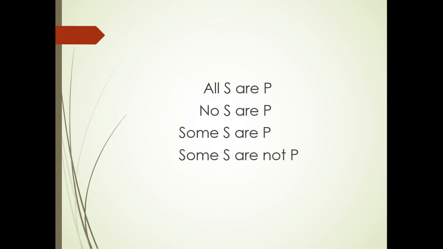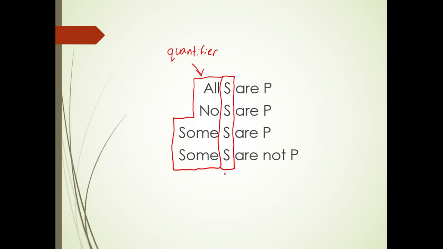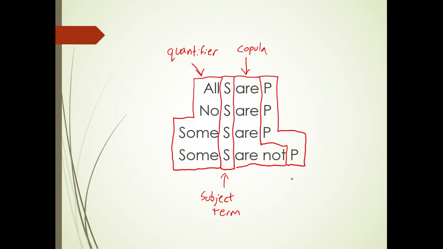Then next, we have fancy component parts for each of these statements. This first part, the all, no, or some, we refer to that as the quantifier. The S, or the first part that goes after the quantifier, stands for the subject term. The R, or the are not, we're going to call that the copula. And finally, the P, or the last part, we're going to refer to as the predicate term.